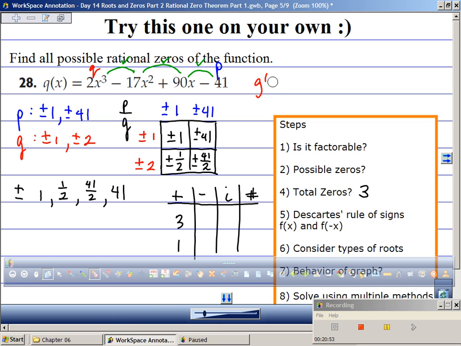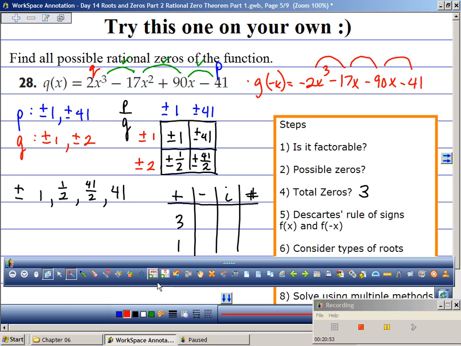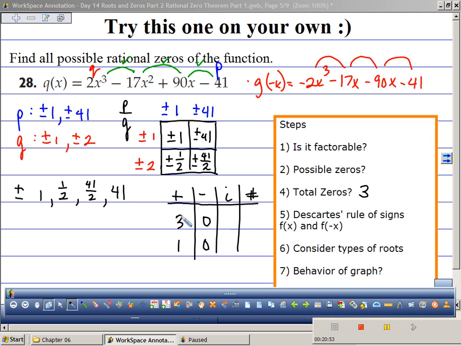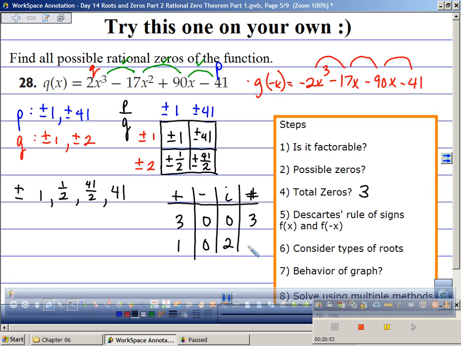So Q of negative x equals, that's odd, so that's going to change that sign. This one's even, so it's not going to change the sign. This one's odd, so it's going to change that sign. And this one doesn't have an x, so it doesn't change the sign. So, no sign change, no sign change, no sign change. It's a good thing, right? No negatives, no negatives. So this makes a total of 3, so there's none there. I would have a possibility of 1 positive and 2 imaginary.